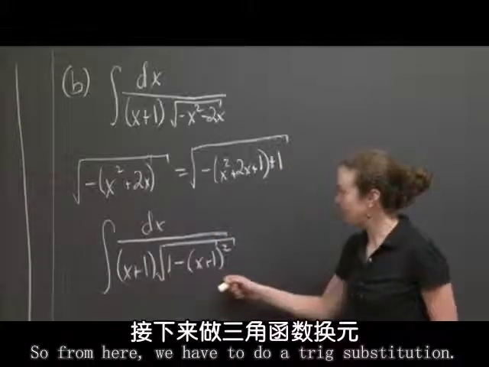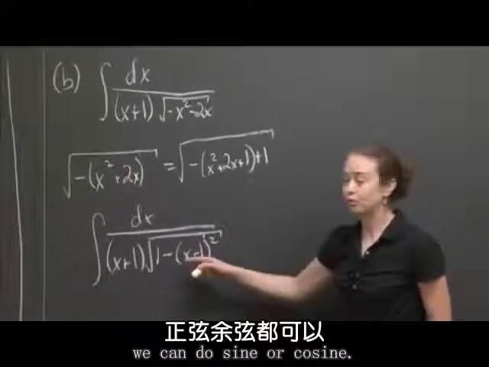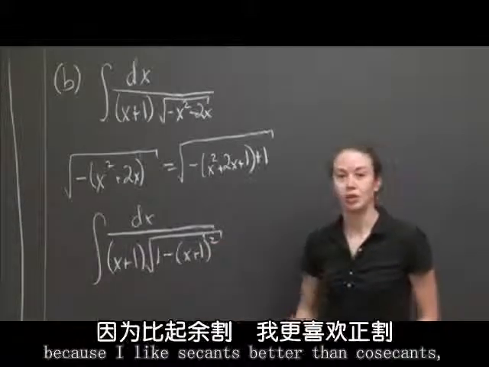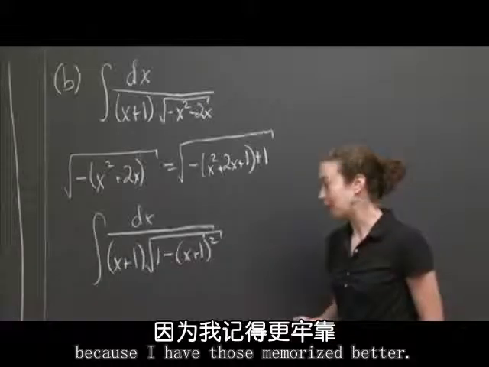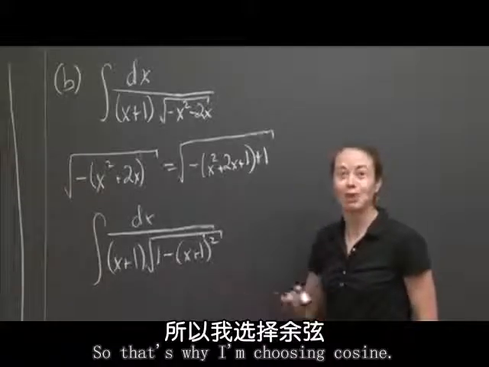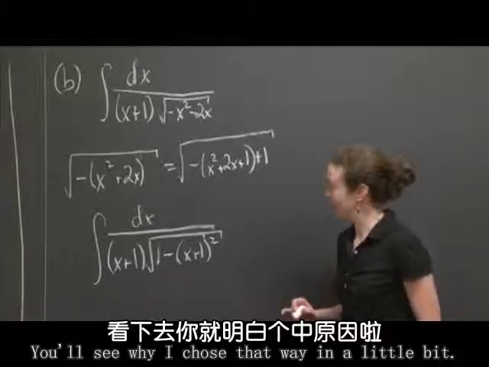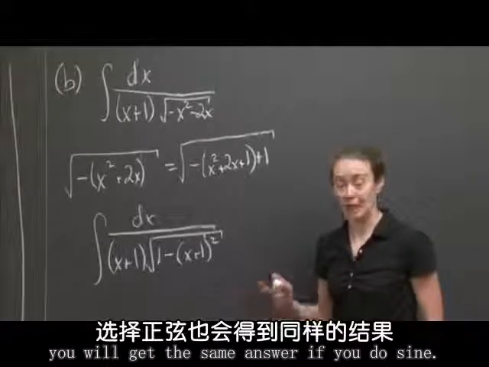All right, so from here, we have to do a trig substitution. Now what trig substitution we want to do, we could do sine or cosine. But I'm going to do cosine because I like secants better than cosecants because I have those memorized better. So that's why I'm choosing cosine. You'll see why I chose that in a little bit. But you will get the same answer if you do sine.